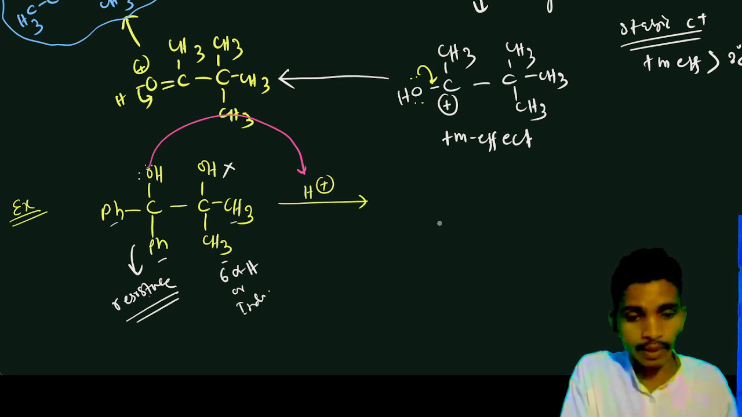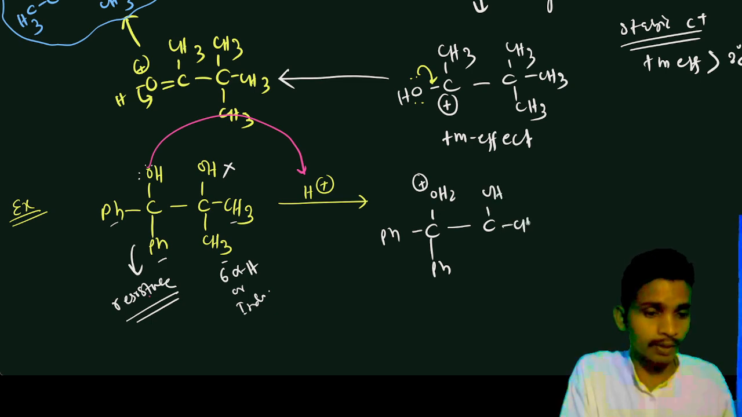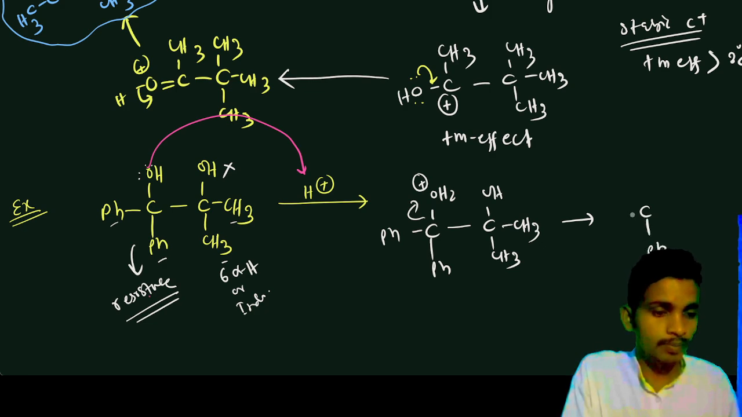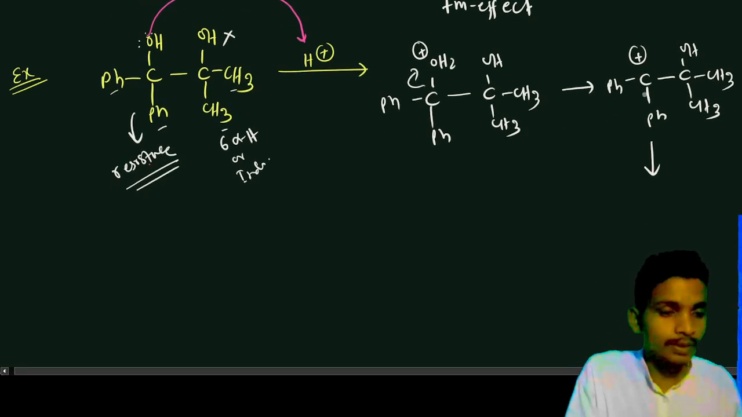So what will be the product here? That is going to be here OH2 with a positive charge, and here we have phenyls, here we have phenyls and COH, here we have CH3, here we have CH3. So this will release water, then this phenyl and this phenyl, and this is the positive charge here, and this is OH, and this is going to be CH3, and this is going to be CH3. So now what will happen after this?